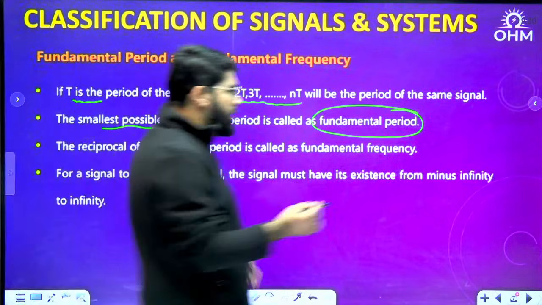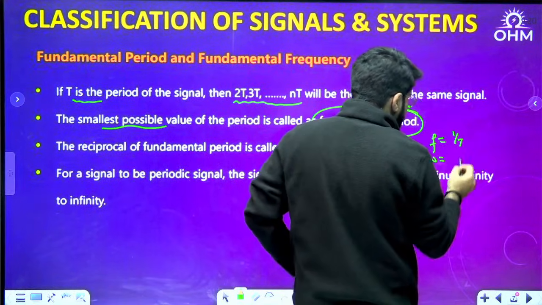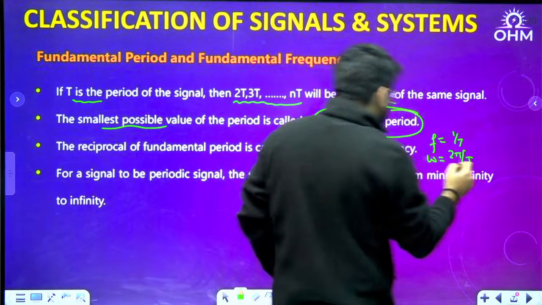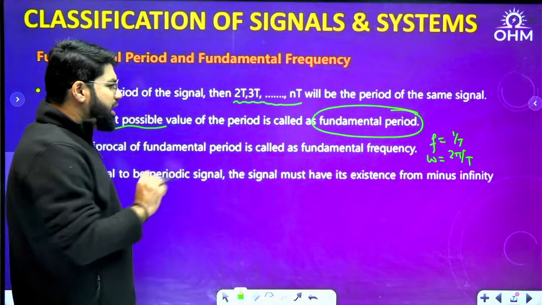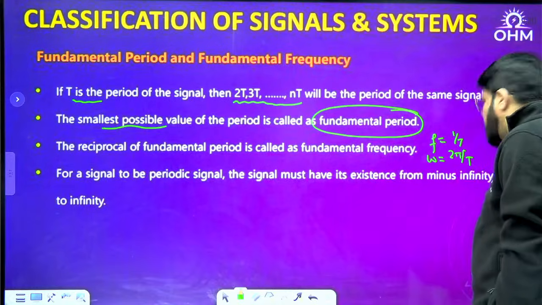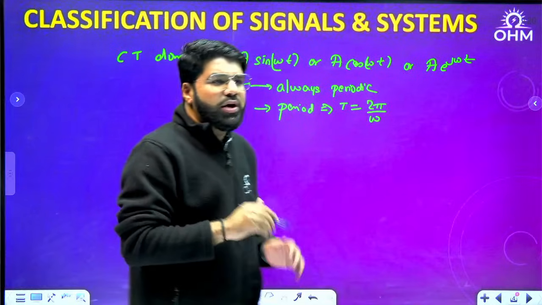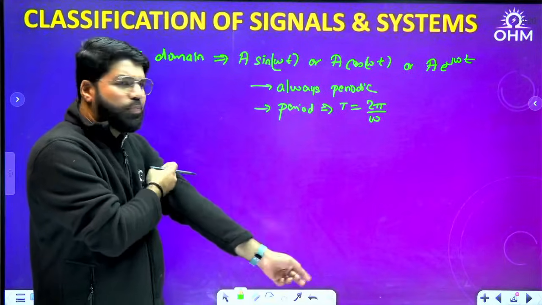In F, you can call it as, in the Hertz domain, it is 1 by T, and in the angular frequency domain, it is 2 pi by T. For a signal to be periodic, it must be periodic from minus infinity to infinity. Some important points: in the continuous time domain, sinusoids are always periodic, having the period of 2 pi by omega.